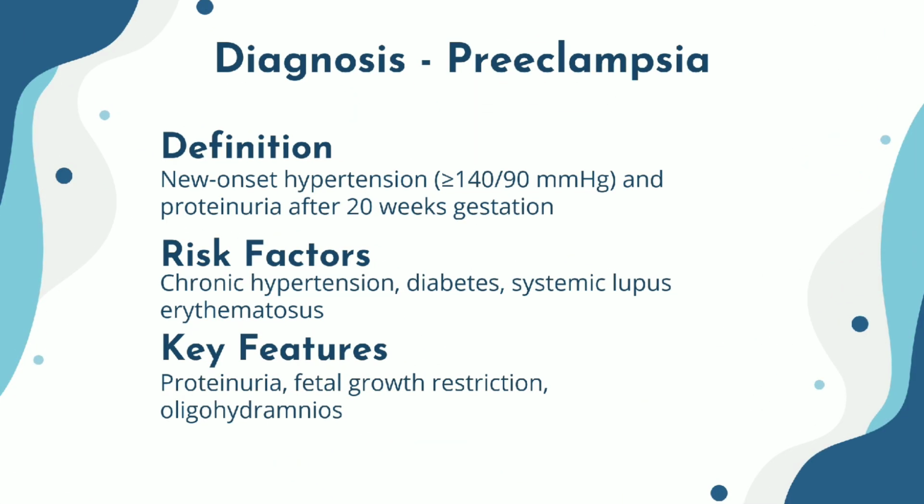Preeclampsia is defined as new-onset hypertension and proteinuria after 20 weeks of pregnancy. Risk factors include chronic hypertension, diabetes, and systemic lupus erythematosus. It often presents with complications such as fetal growth restriction and oligohydramnios.